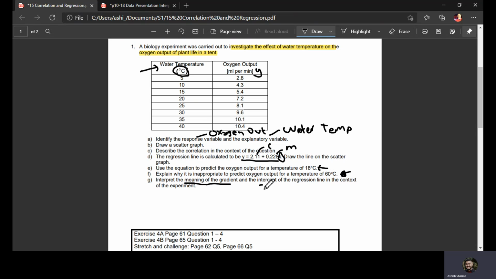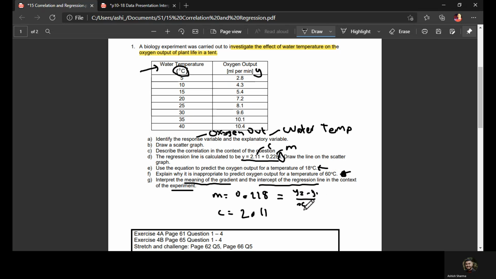Interpret the meaning of the gradient and the intercept of the regression line in the context of the experiment. Right, remember, what is your gradient? Your gradient is 0.228, and your y-intercept is 2.11. Now, some students struggle to do the explanation with this. Just break it down in terms of what the gradient really is. When you were taught gradients way back in September as part of straight lines, you were told it was the change in y over the change in x.